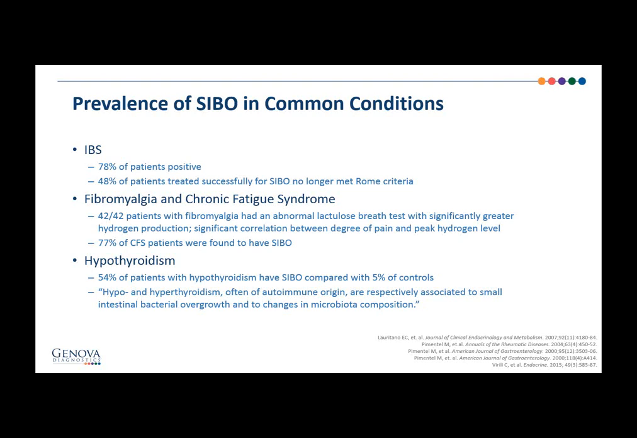Hypothyroidism is an interesting one. In one paper, 54% of patients with hypothyroidism had SIBO compared with 5% of controls that didn't have hypothyroidism. So both hypo- and hyperthyroidism, which often can be of autoimmune etiology, are respectively associated with SIBO and changes in microbiota composition.